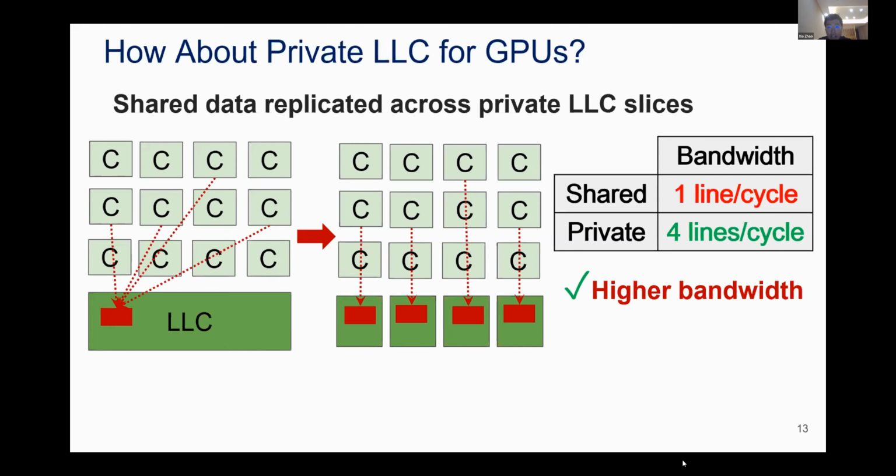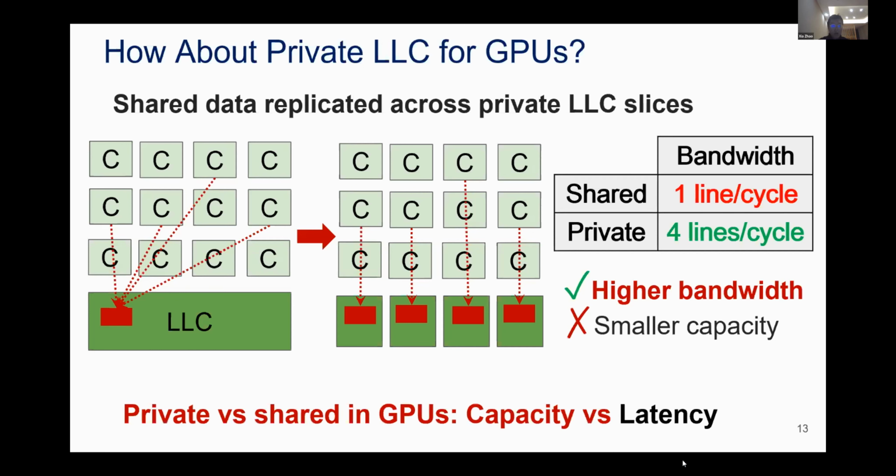For example, if the shared LLC has a bandwidth of one cache line per cycle, and we use the private LLC, it can provide a bandwidth of 4 cache lines per cycle. It's clear that the private LLC can provide high data bandwidth by replicating the data. However, the LLC capacity also decreases because of the data replication. We show that private LLC versus shared LLC in GPUs is not capacity versus latency like in CPUs. Actually, now it becomes capacity versus bandwidth.